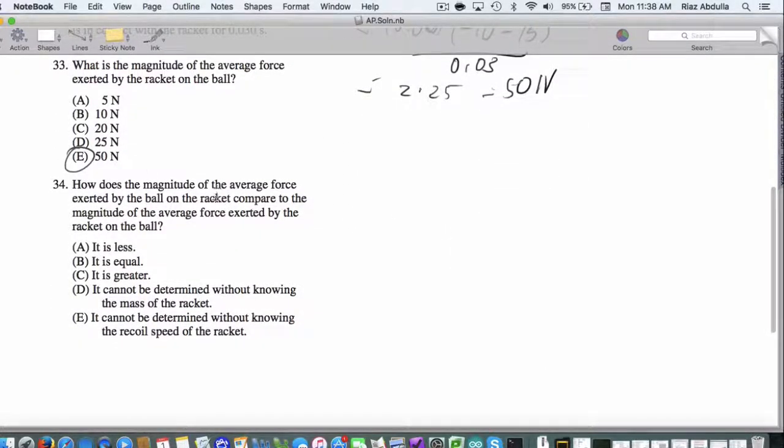Now, how does the magnitude of the average force exerted by the ball on the racket compare to the force of the racket on the ball? Total third law question, B.